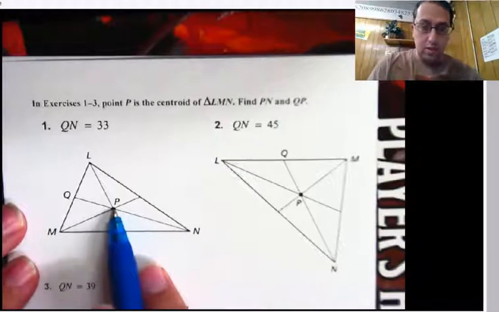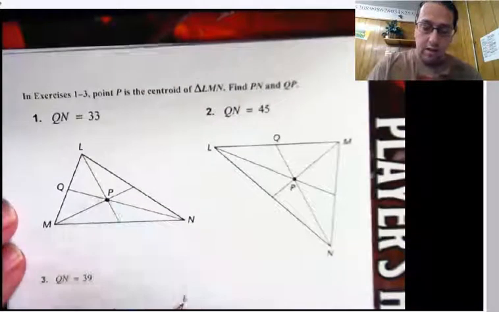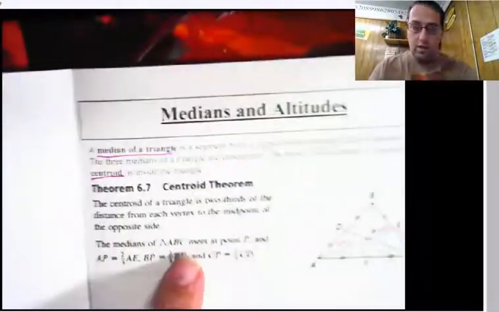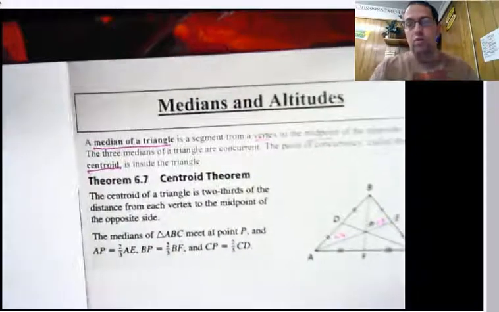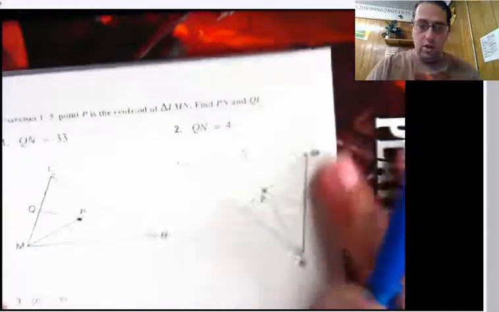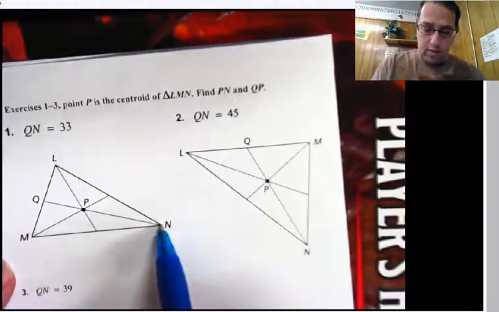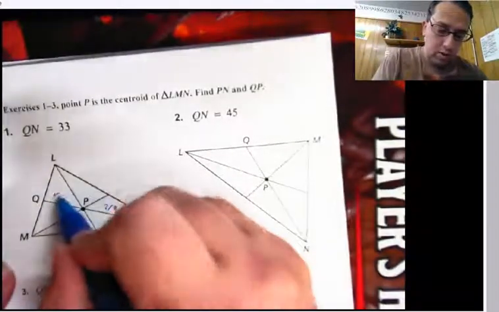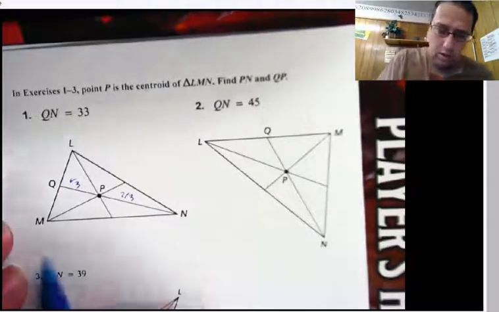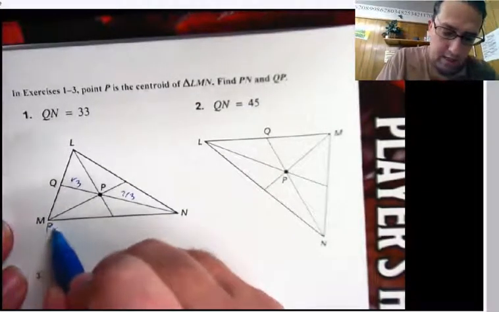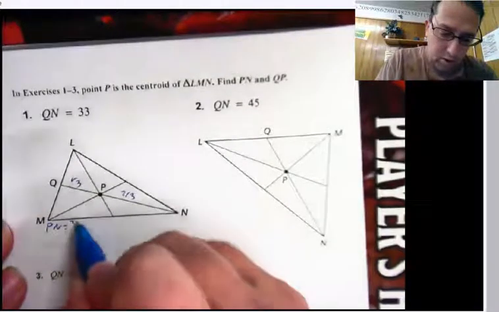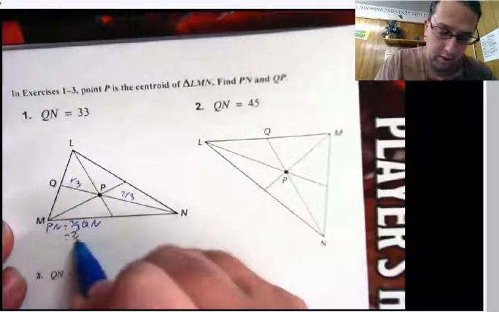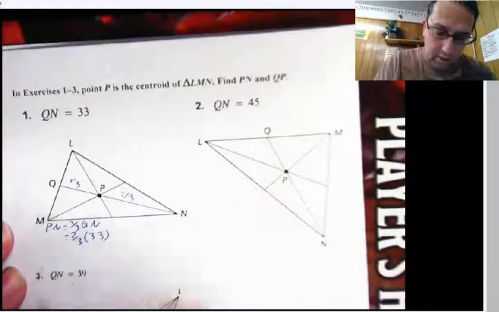Well, if this is the centroid, as it says, that means that it is 2/3 of the distance from the vertex, right? That's what we have right here in the centroid theorem. So from the vertex, this is my 2/3 part. This is 2/3, this is 1/3, right? And so that means that PN is equal to 2/3 the length of QN. So that's 2/3 the length of 33.